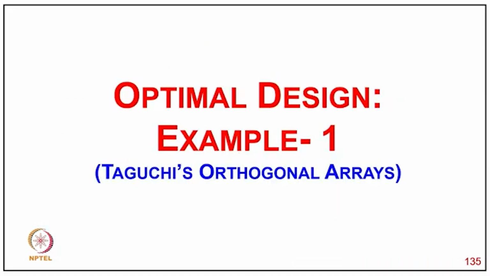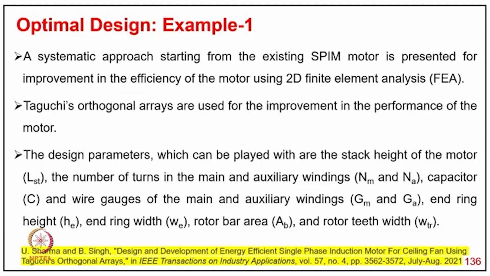Now coming to optimal design, example 1, a Taguchi orthogonal array. In optimal design example 1, a systematic approach starting from one existing single-phase motor is presented for the improvement in the efficiency of the motor in 2D finite element analysis, and Taguchi orthogonal arrays are used for improvement in the performance of the motor.